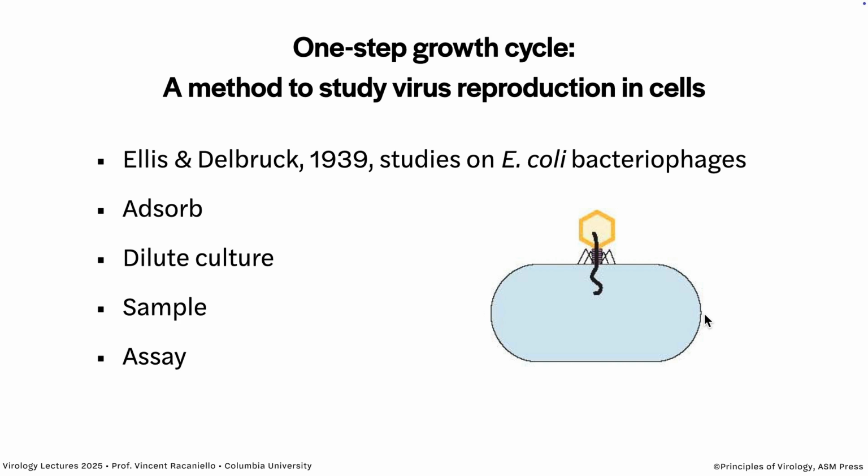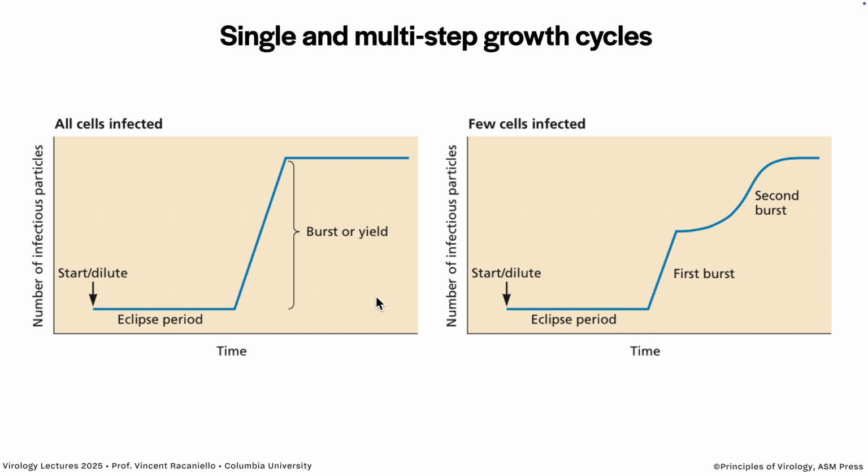Another important tool for studying viruses is the one-step growth cycle. We've touched very briefly on this, but we'll go a little bit into more depth. This was developed in 1939, studying bacteriophages of E. coli. And in this experiment, what you do is you allow the viruses to absorb or attach to cells. You then dilute the culture so no more attachment occurs. You incubate the infected cells, and then you take a sample at different times after infection, and you measure virus by plaque assay. Very simple assay.